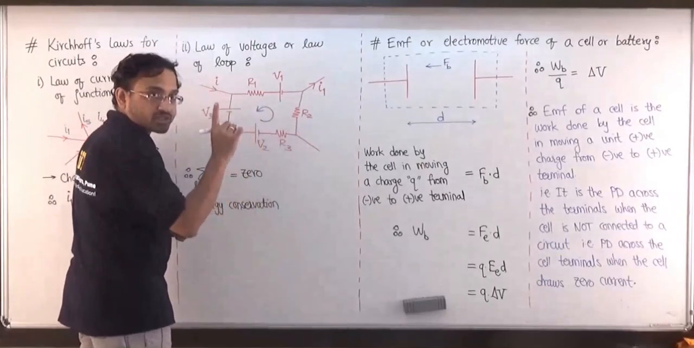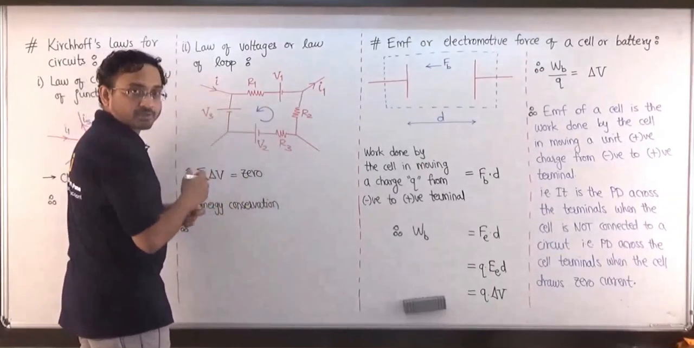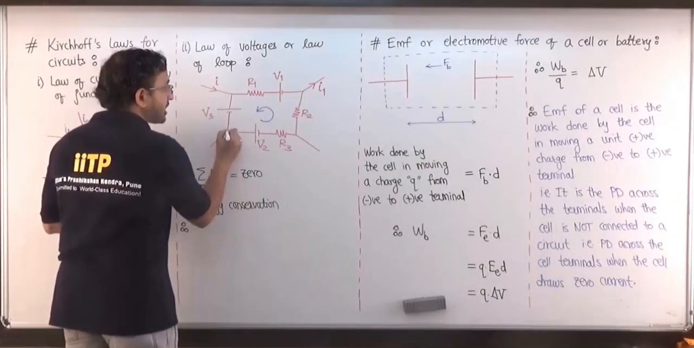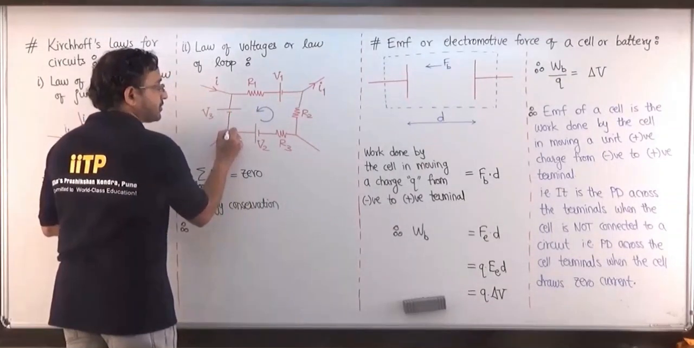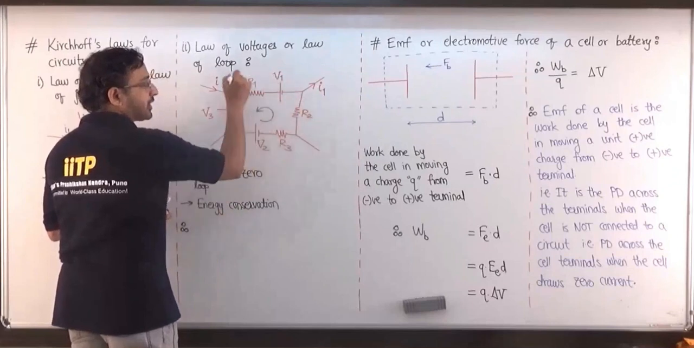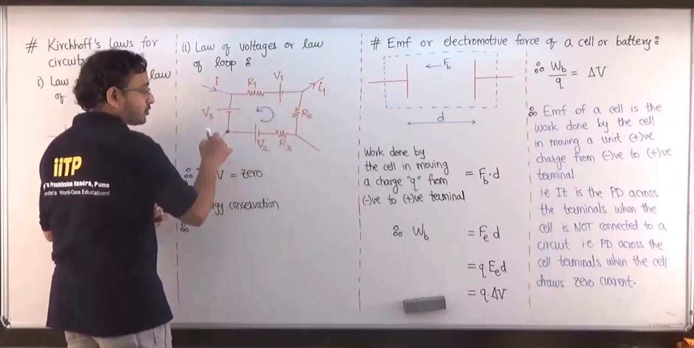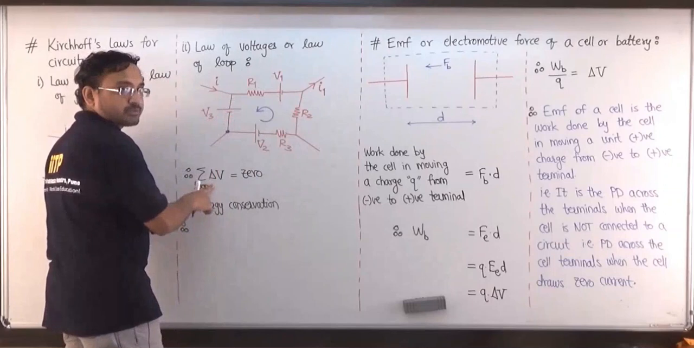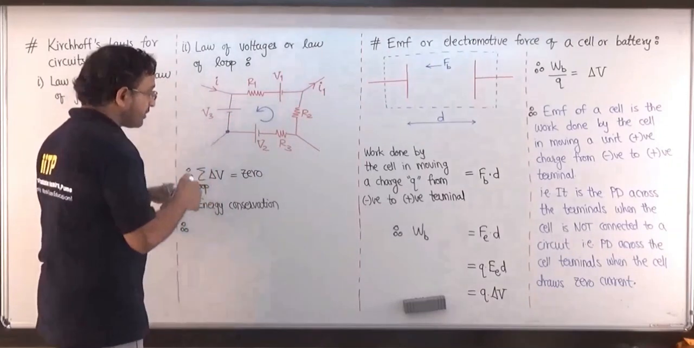I also choose a starting point. That also is completely our choice. So I'm going to start at this particular point here, and then I'm going to go over the loop in that sense, and of course I'll say that the total sum of the potential differences is 0.